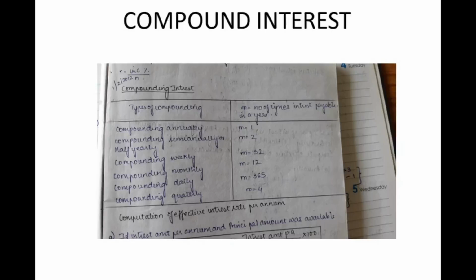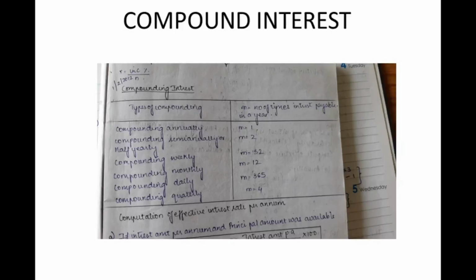Coming to compounding monthly. Now say you have taken a loan from the bank and every month you are paying the interest. Though the loan is taken for 5 years, for all those 5 years you are paying the interest monthly. Every month you are paying the interest, so that's why M is equal to 12. Why M is equal to 12? Because in a year there are 12 months.